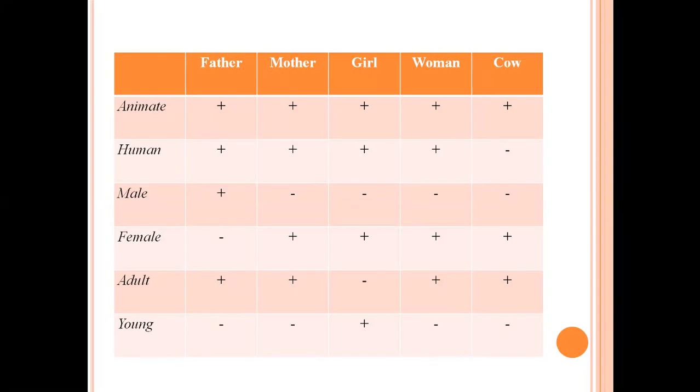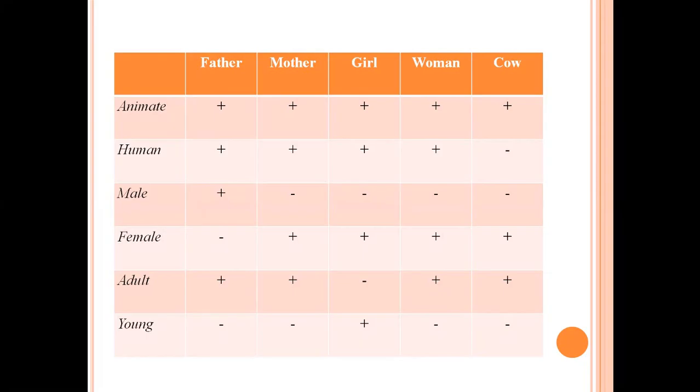A young cow is called a calf, C-L-F, calf. Right, you are intelligent. So the baby of a cow is known as calf. Here calf is not given, right? So that's why, when you look at the property of adult, cow is plus.